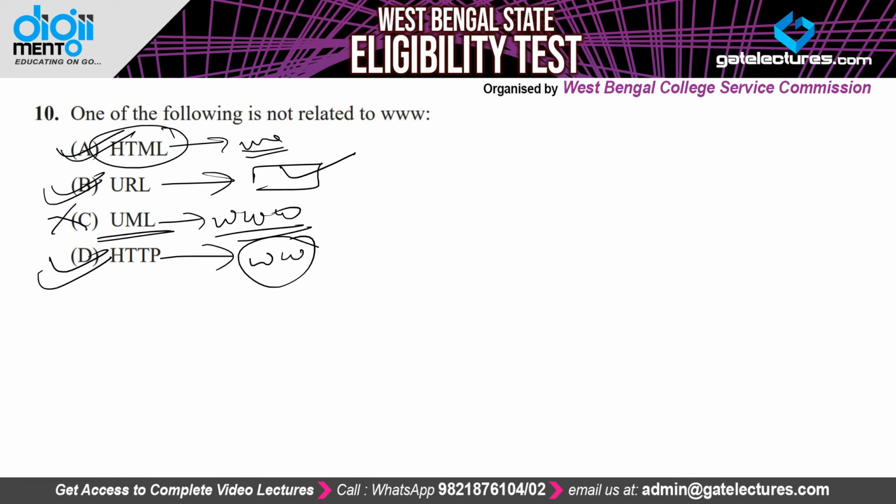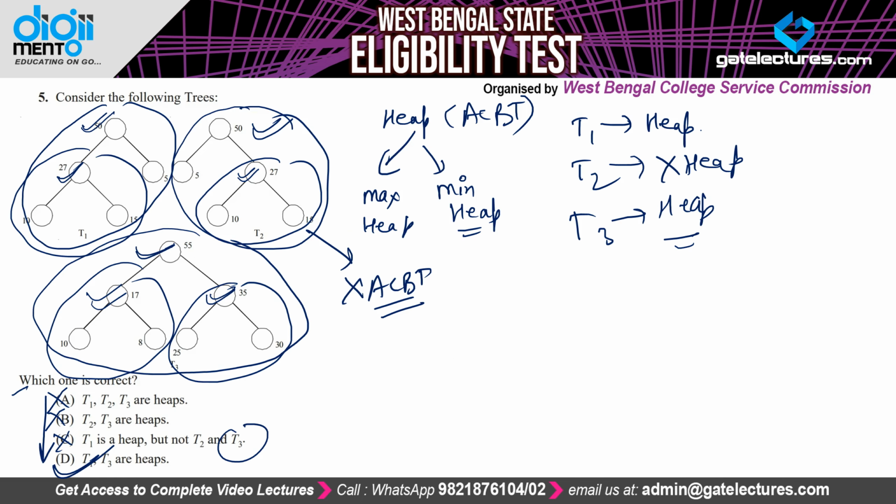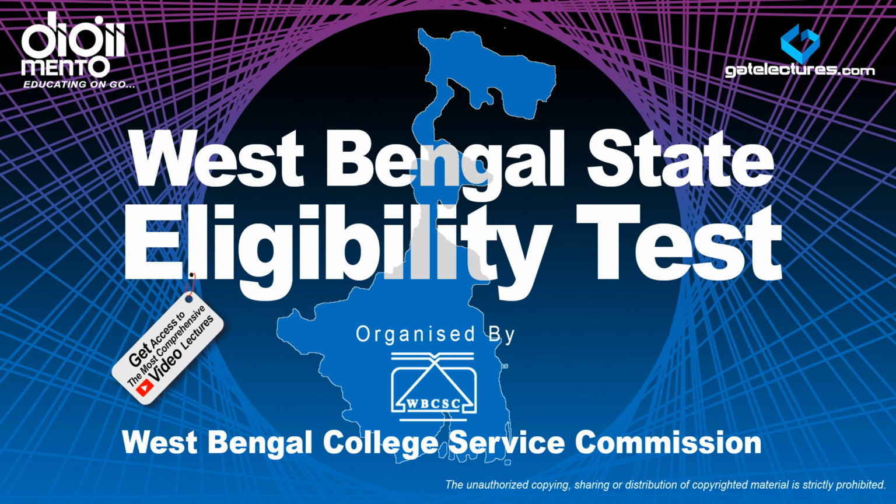I hope that you understood these first 10 questions. In the next video we will discuss the next 10 questions of this paper, and I will also give you the solution of the first paper as well as the second paper as well as the third paper of West Bengal state eligibility test. Apart from the West Bengal state eligibility test, I'll also discuss the SET exam of various other states. For example, we are going to discuss Andhra Pradesh and other states also, and we'll discuss the questions from them.